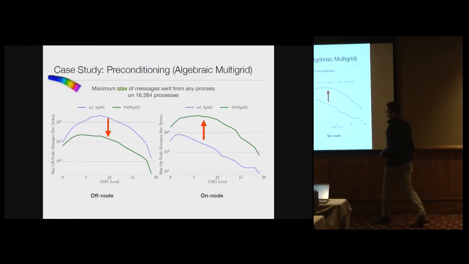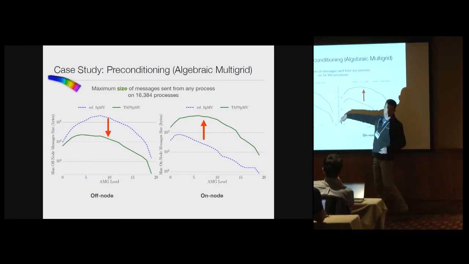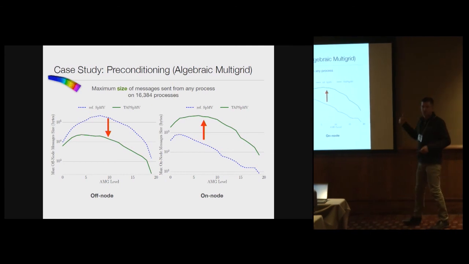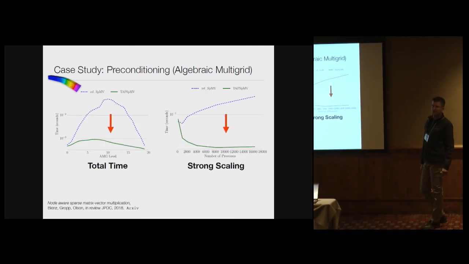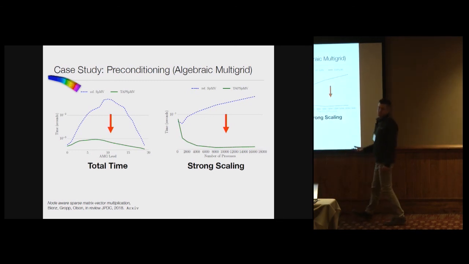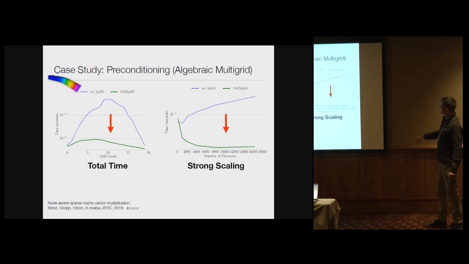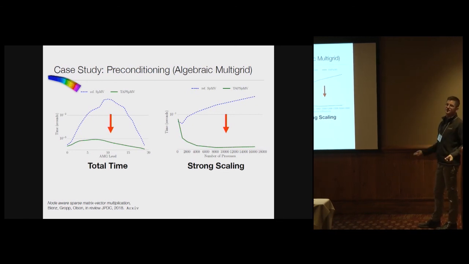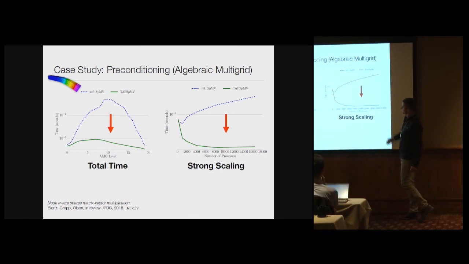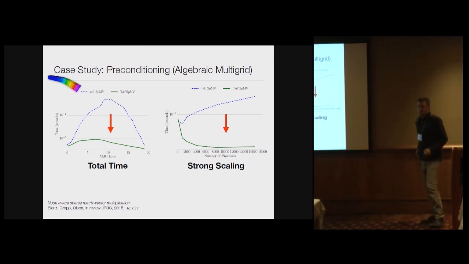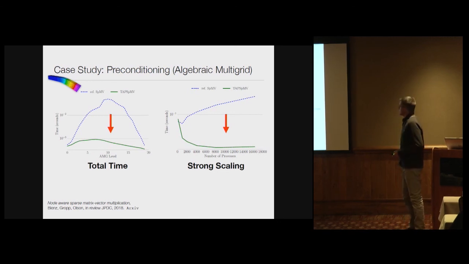Second case, this is the message size. Message size goes down off node. It goes up on node. And in total, we have a dramatic reduction in total time. So on the left, this is beginning to look like something that we'd want out of a multigrid cycle. It's much cheaper. Even in the strong scaling case, where we're keeping a fixed problem size, there's large benefits to this node-aware topology distribution in the SpMV.